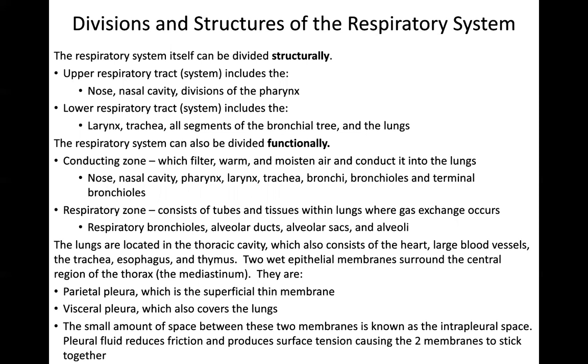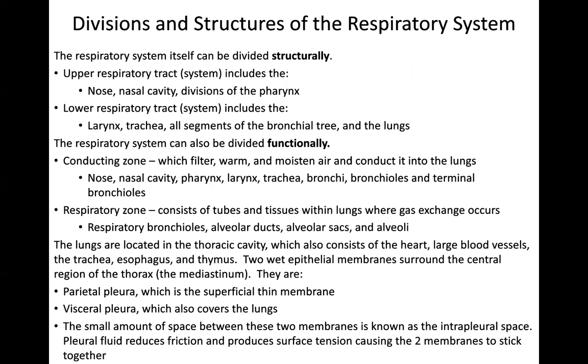If we look at the structural classification, there's two different tracts or systems, what we call the upper and the lower. The upper respiratory tract or system includes the nose, the nasal cavity, which is the inside of our nose, and then the divisions of our pharynx, which is a fancy term for our throat. Then you have the lower respiratory tract or system, which includes the larynx, which we commonly call our voice box, the trachea, which we commonly call our windpipe, and then the bronchial tree, which is a series of airways on the inside of our lungs, and then the lungs as a whole as well.